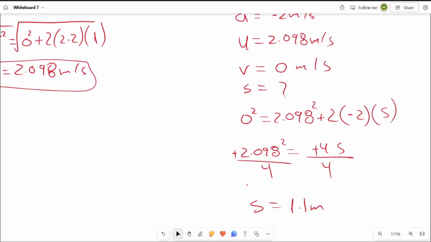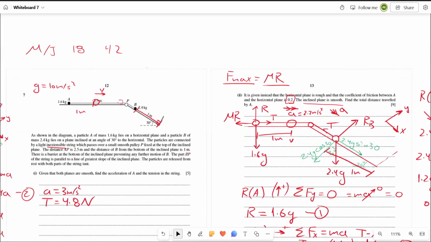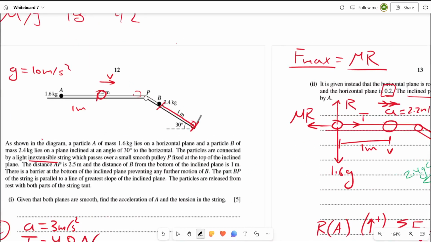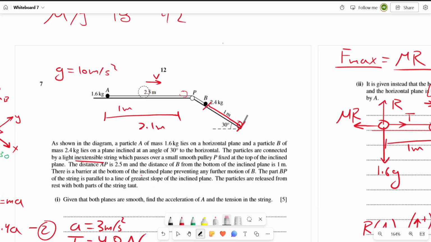So this is the distance that A is going to move after the string has gone slack and it's just moving due to inertia. So it's going to move another 1.1 meters. So the total distance that A moved is going to be 1 plus 1.1 meters, which equals 2.1 meters. That is the total distance that A traveled. Let's see, is it going to hit the pulley? No, from here to there it's going to move 2.1 meters, and the pulley is 2.5 meters away, so it's not going to hit the pulley, because sometimes they ask you this question.